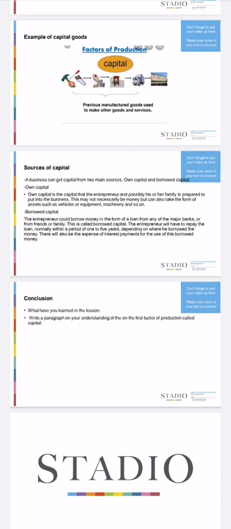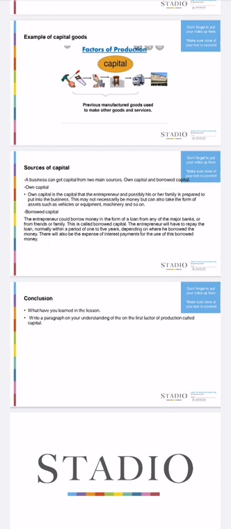The next slide depicts the sources of capital. A business can get capital from two main sources, either own capital or borrowed capital. Own capital is the money that the entrepreneur and possibly his or her family is prepared to put into the business. This may not necessarily be money, but can also take the form of assets, as we've already explained in the previous slides.